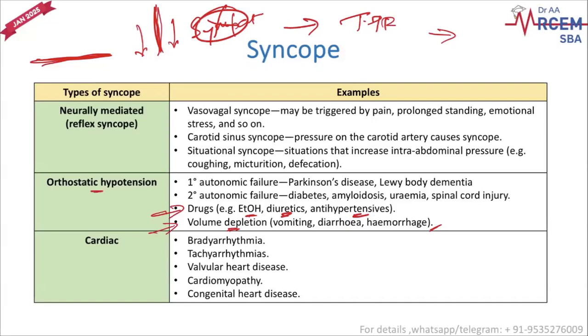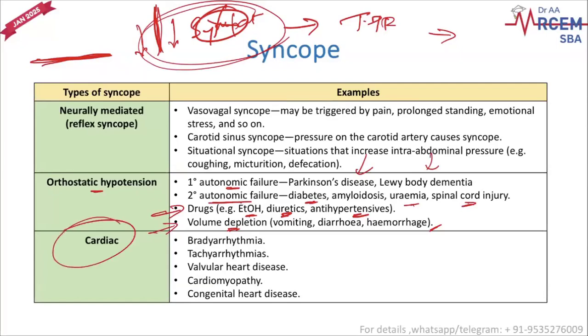Orthostatic hypotension can also be because of simple loss of autonomic nervous system, that is sympathetic tone. Might be because of primary failure, which is seen in Parkinson's disease and Lewy body dementia, or it might be secondary autonomic failure because of diabetes, uremia because of kidney failure, or spinal cord injuries. Last thing is the cardiac causes. Because of bradycardia, tachycardia, valvular heart diseases, cardiomyopathies, congenital heart diseases, it can be.